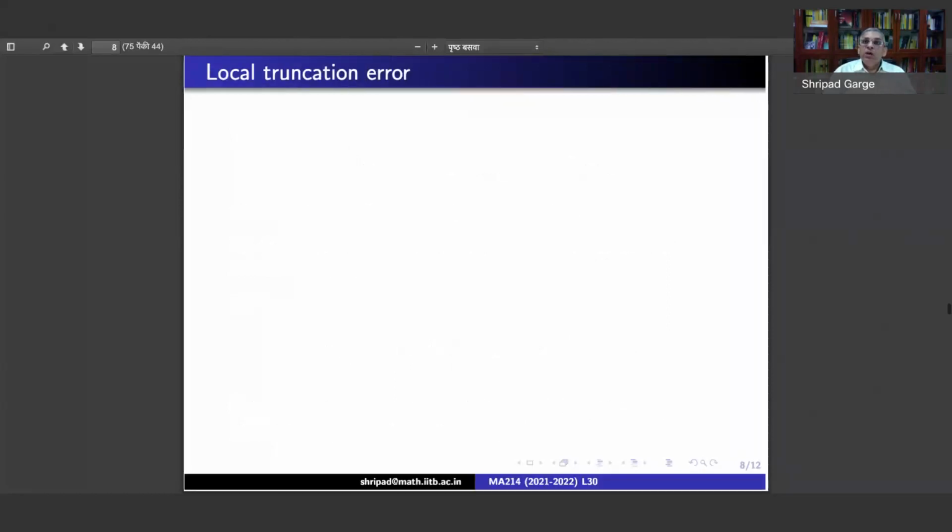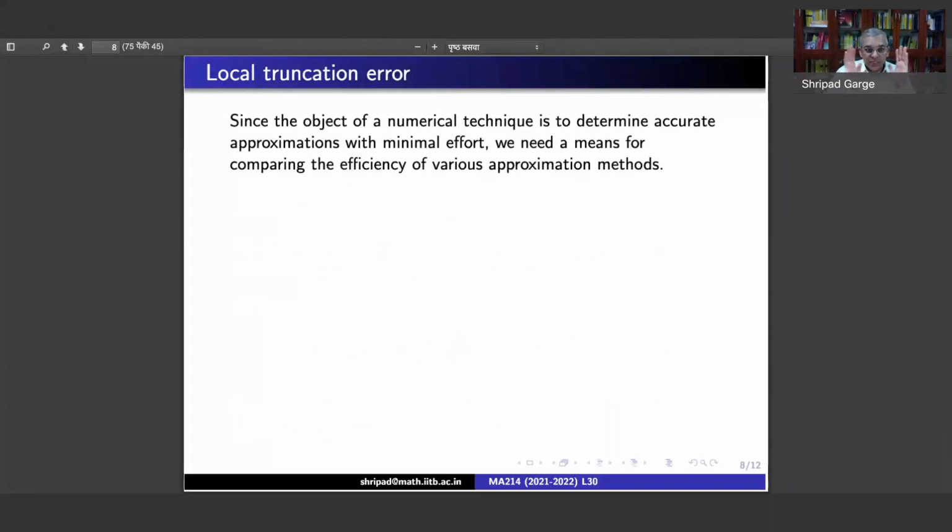Okay, so now we are going towards other methods to solve the numerical ODEs. But whenever we have different methods, we would like to compare them with the earlier learned methods. The device that we have for that is called the local truncation error. So let's try to understand it. Whenever we have a numerical technique, the aim of the numerical technique is to determine approximations as accurate as possible with minimal effort.